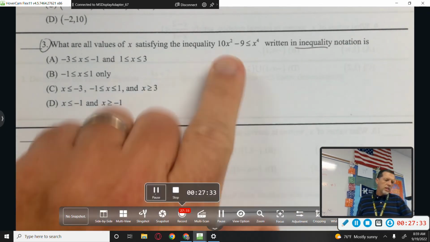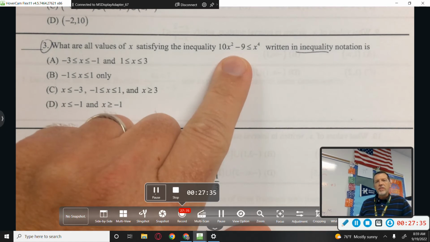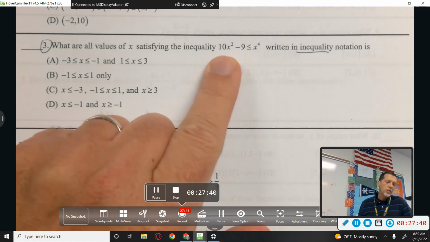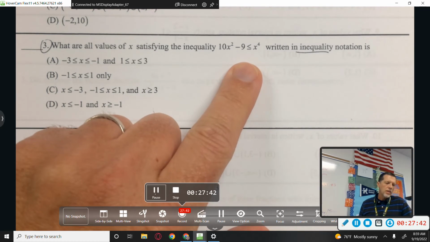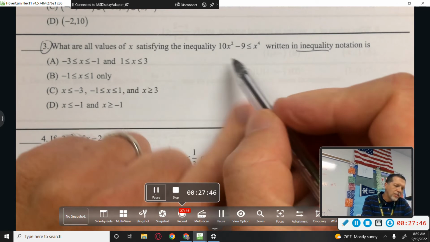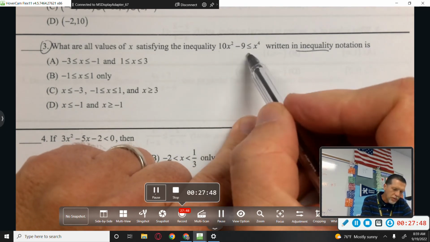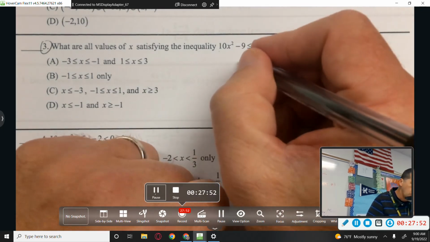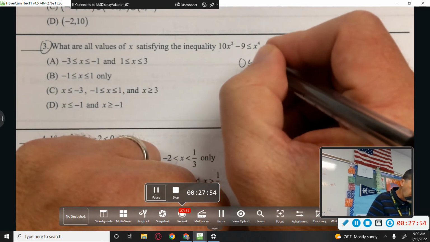So if I want the zeros of that thing, I need to make it equal to 0. I need 0 on one side or the other. So I kind of have an option here. Do you want to move x to the 4th over, or do you want to move 10x squared minus 9 over? 10x squared minus 9. I think I agree with you. That way our x to the 4th stays positive.